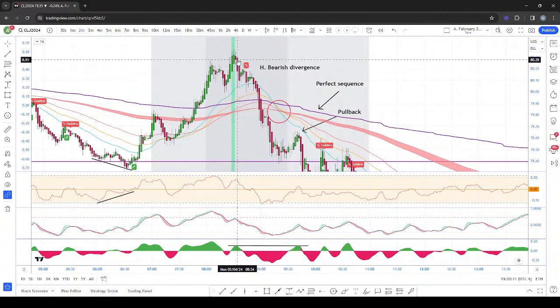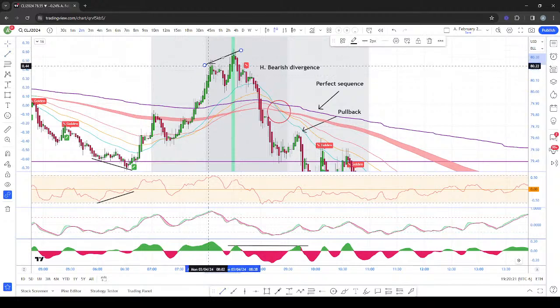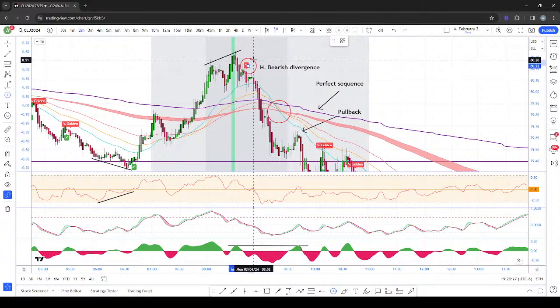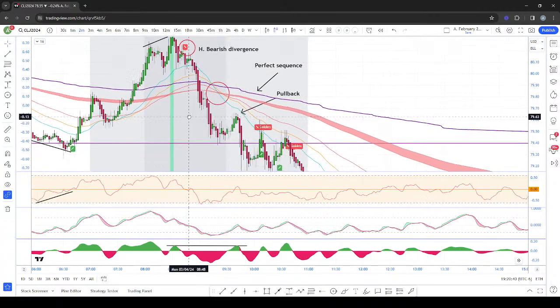So right in here, overall it formed a nice head and shoulders pattern, but you also have a really nice bearish divergence right in here, and you can wait for the Trading Oracle signal to appear, and you can take on this trade. So it was a really, really nice start to oil, right after the New York Open in here.